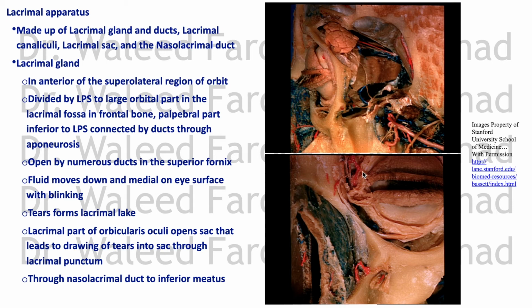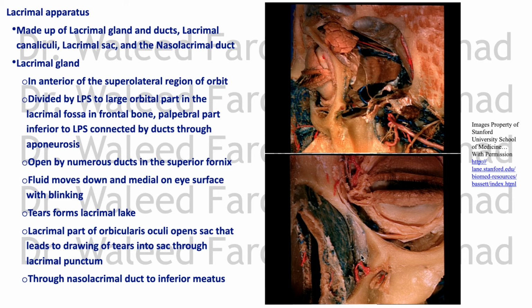Whenever it contracts by blinking, it pulls on the sac. This is the sac here. It pulls on the sac, dilates, and through the puncti you can see one here and one here. This is the superior punctum, this is the inferior punctum, the superior canaliculus, inferior canaliculus, and they unite to open into the sac. And the sac sucks the tears from the lake of tears and then opens through the nasolacrimal duct.